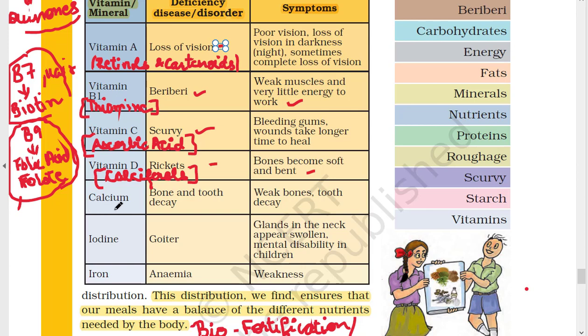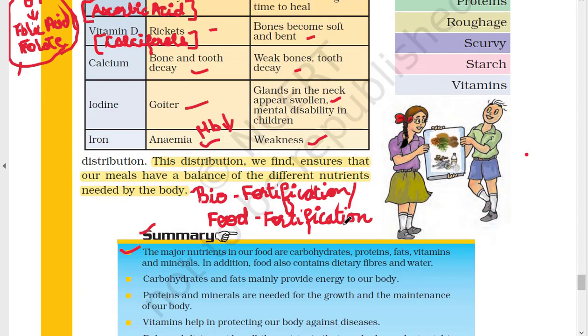Now let us see some minerals. We have calcium, iodine, and iron. What are the deficiency diseases? Calcium deficiency causes bone and tooth decay, that means weak bones and tooth decay. Iodine deficiency leads to goiter, in which the glands in the neck appear swollen, and it also leads to mental disability in children. And from iron deficiency we get anemia, that means the hemoglobin in our blood decreases, and it may lead to weakness. So the distribution of the nutrients in our food is very important.